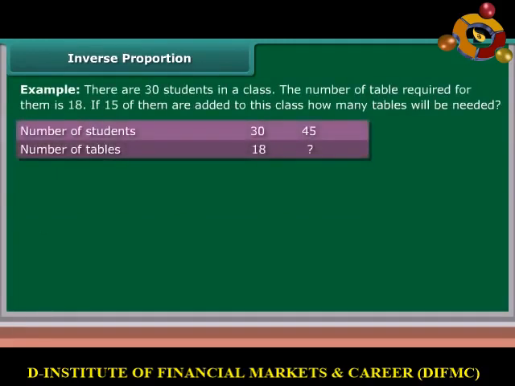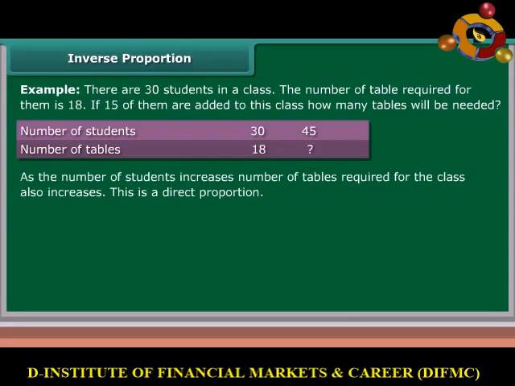Example: there are 30 students in a class. The number of tables required for them is 18. If 15 more students are added to this class, how many tables will be needed? As the number of students increases, the number of tables required for the class also increases. This is a direct proportion. 30 upon 18 is equal to 45 upon x. x is equal to 45 into 18 upon 30, which is equal to 27. Number of tables required is equal to 27.